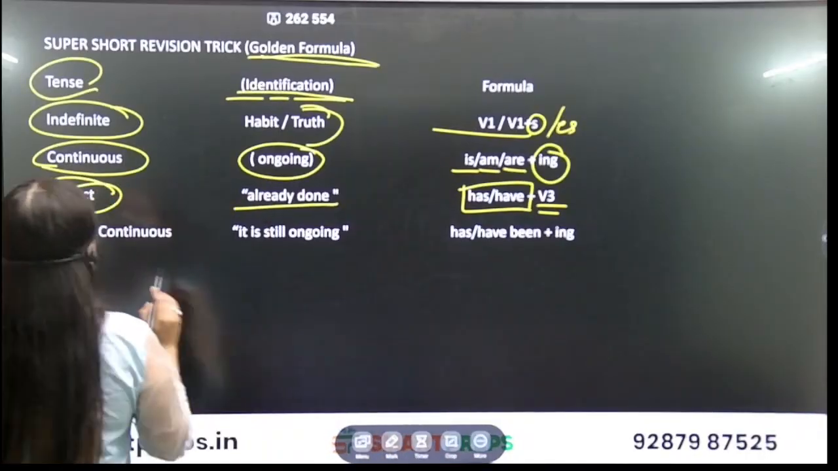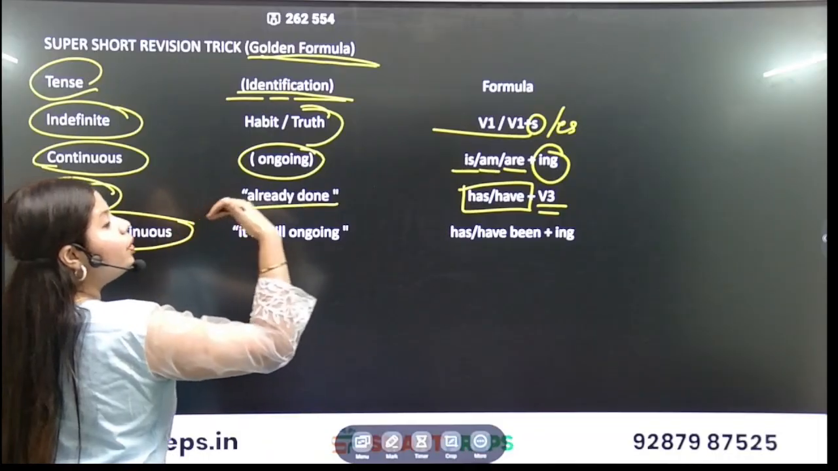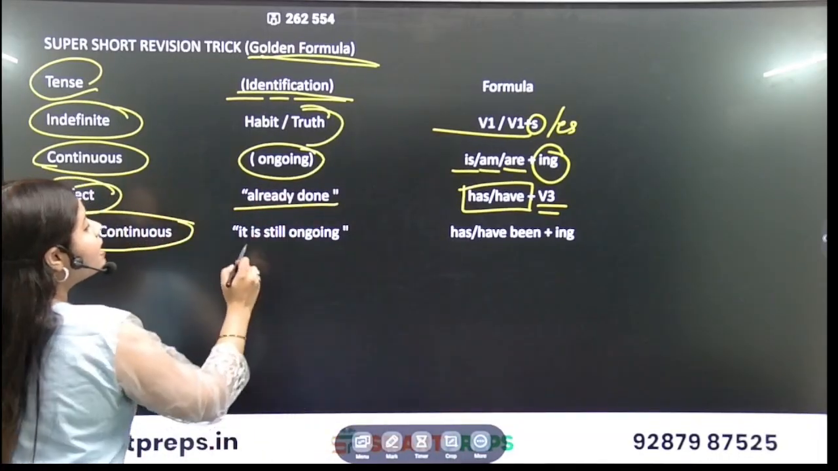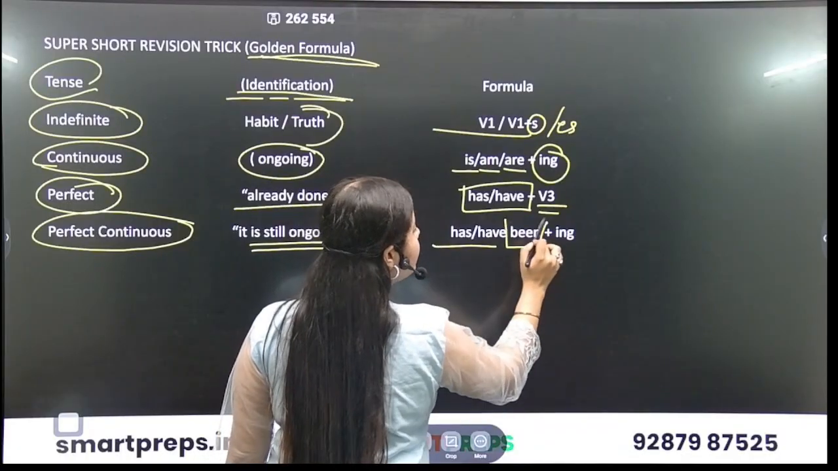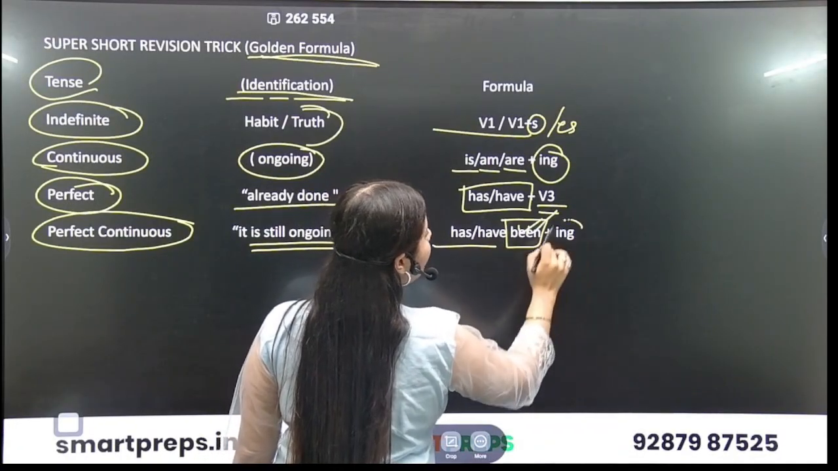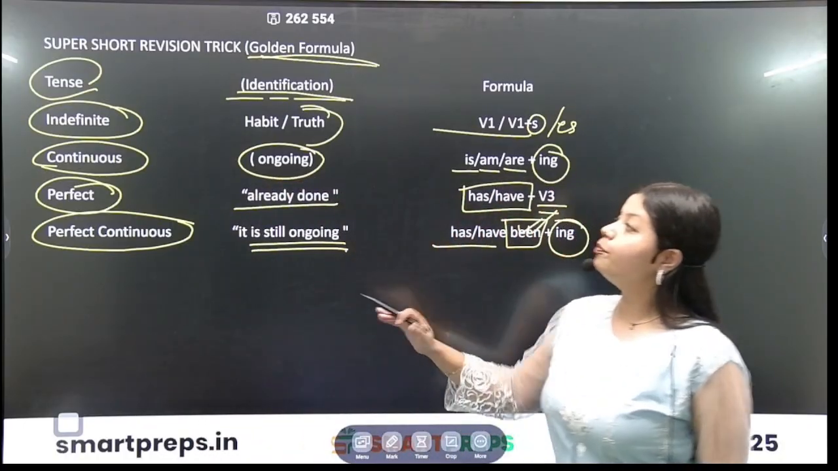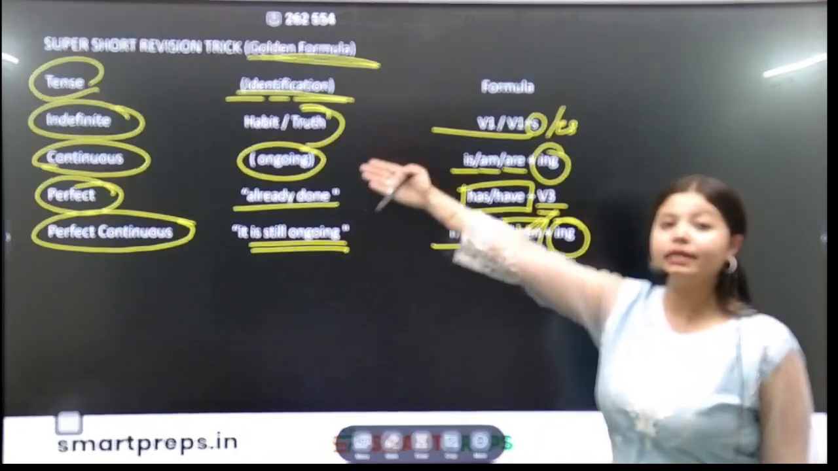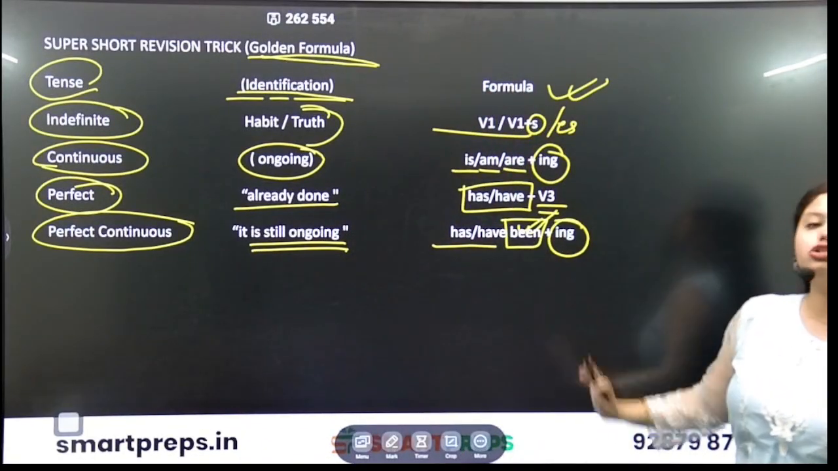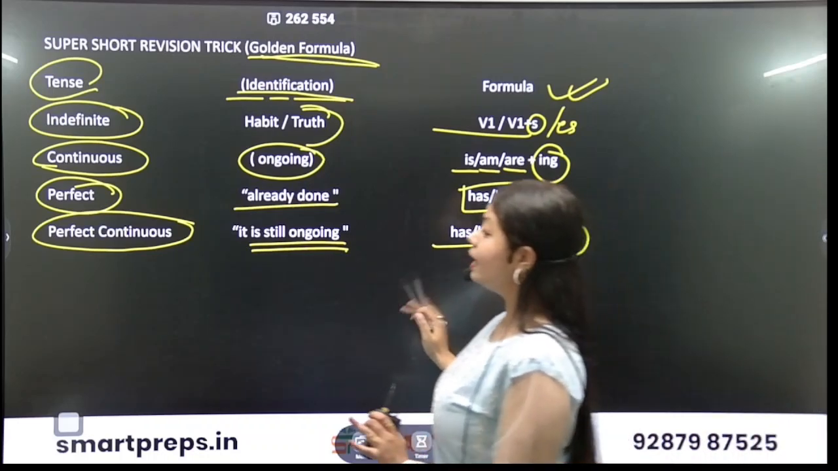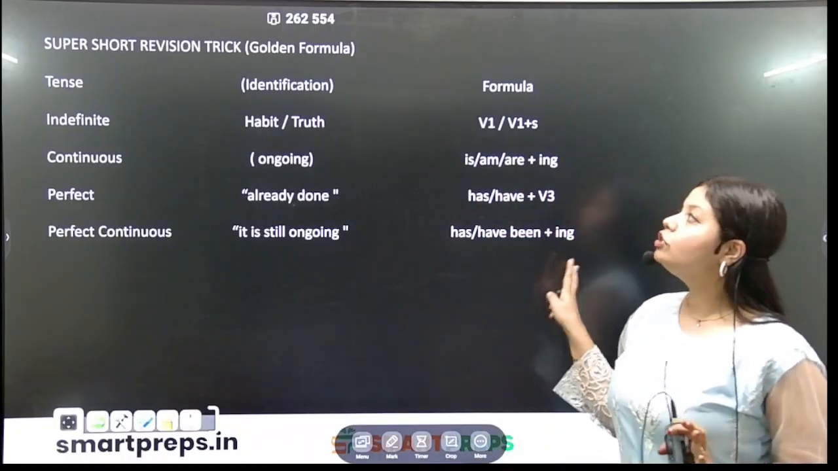Okay. Next, the fourth one is present perfect continuous tense. It means the action which has started in the past, but is still ongoing. Okay. So has or have along with been, which is very important, along with the verbs, putting ing. So this is a table where I have brought the tenses. Now, how do we identify it? And then the formula. Okay, these are all the short tricks. Okay, in one table, I have brought everything. Okay, I hope it will be helpful for you all to remember.